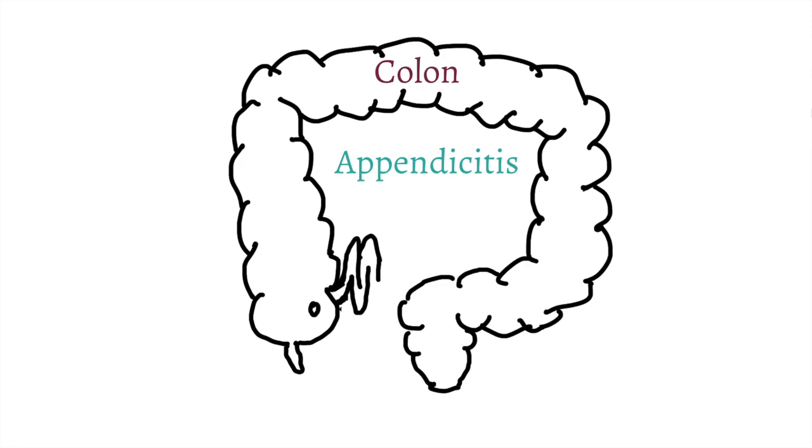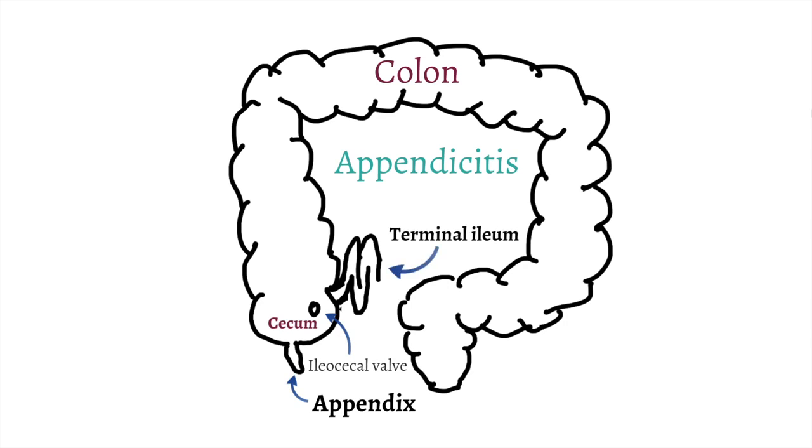The appendix is a natural diverticulum at the beginning of the colon. This area of the colon is called the cecum. Within the cecum lies the appendix and the ileocecal valve. Both the appendix opening and the ileocecal valve are used as landmarks in colonoscopy to identify when the colonoscope has reached the full extent of the colon.